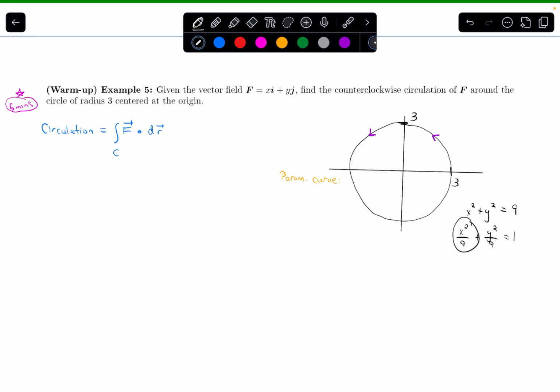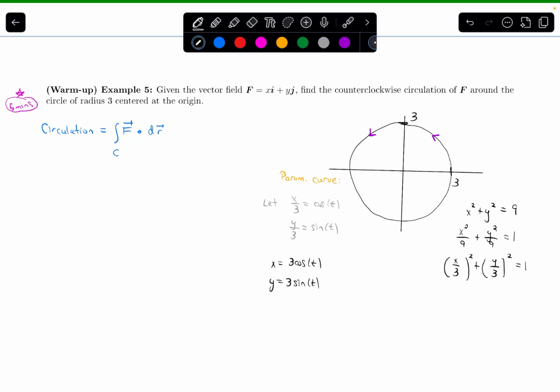And then I can write these fractions as perfect squares. So this is going to be a perfect square plus another perfect square equals 1. In the first parentheses, we would have x over 3. In the second one, we'd have y over 3. As we've seen before with ellipses, this kind of looks like cosine squared plus sine squared equals 1. So we can let x over 3 be cosine of t, and let y over 3 be sine of t. Then if I isolate the x and the y, we get that x equals 3 cosine t, and that y equals 3 sine t.